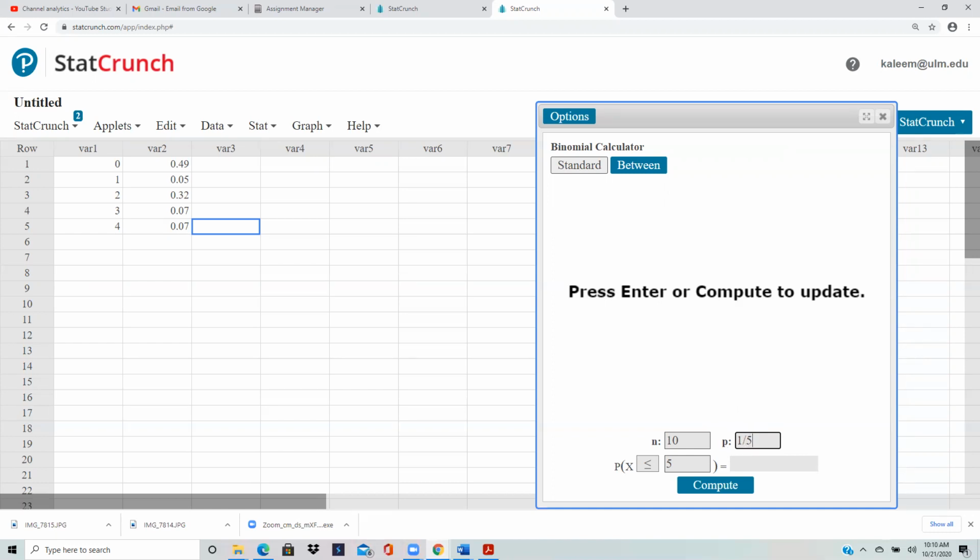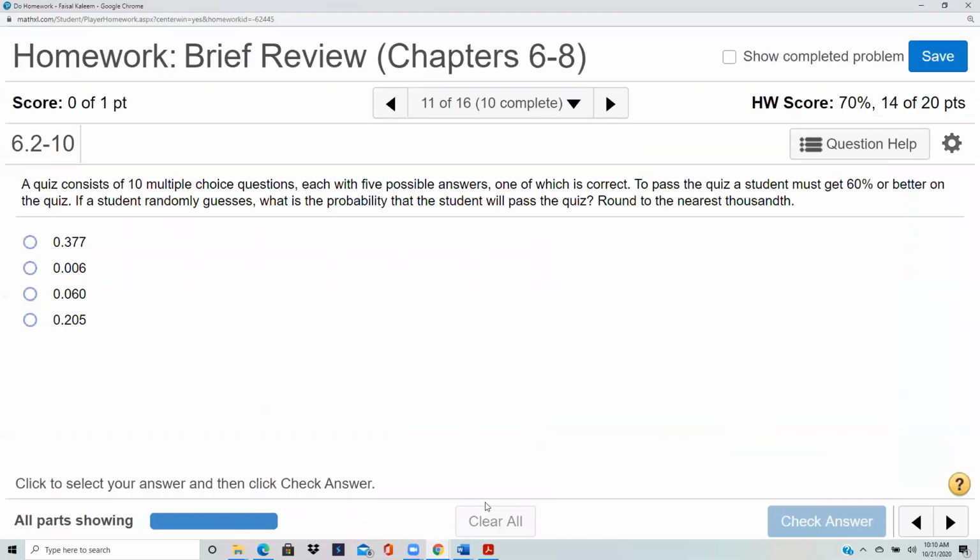All right. And then the next thing is that they say to pass the quiz, you must get 60% or better. So there are 10 questions. How many do you need to answer correctly to get 60%? Wouldn't it just be 6? Yeah. So 6 will give you exactly 60%. But are we asking for exactly 60%? No, 60% or better.